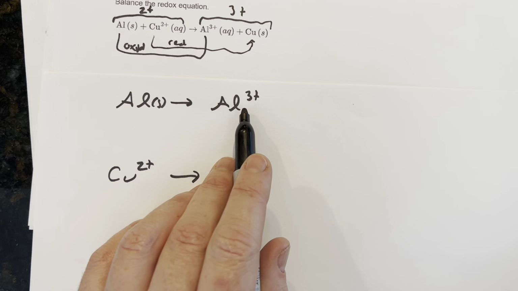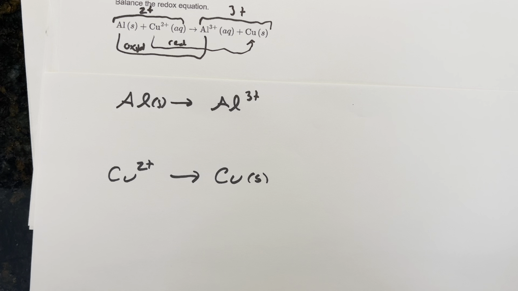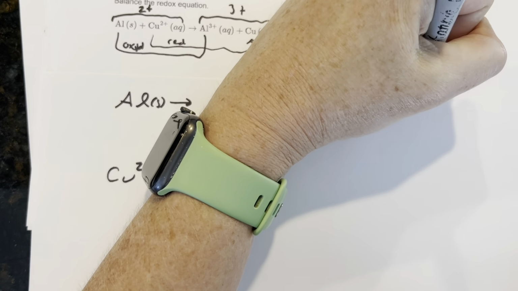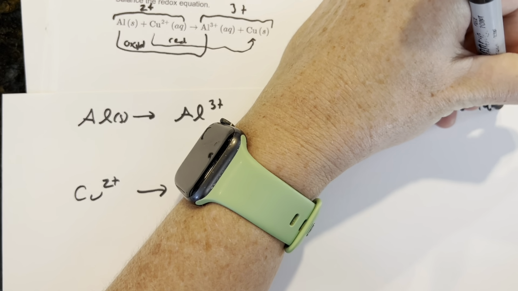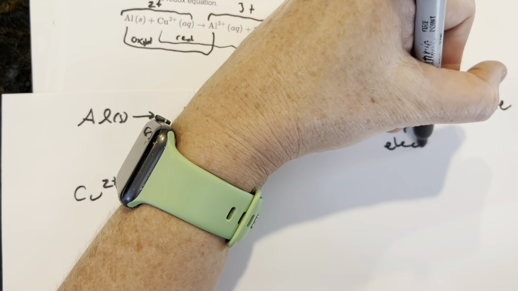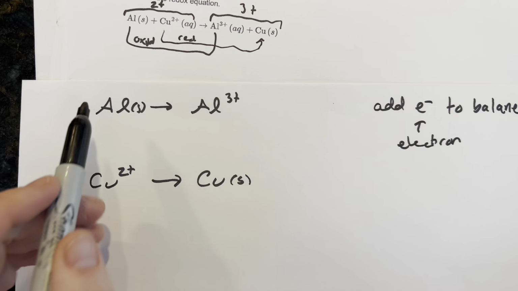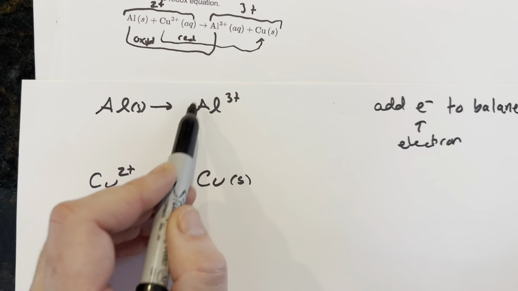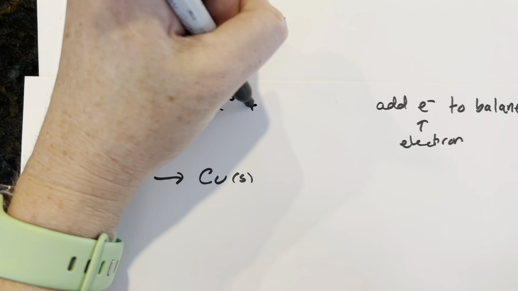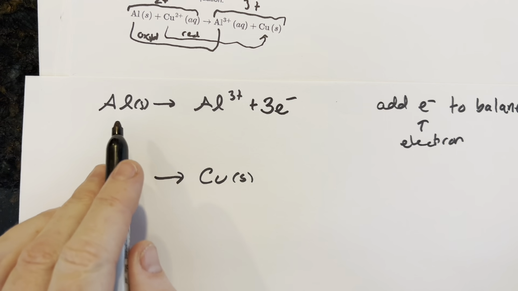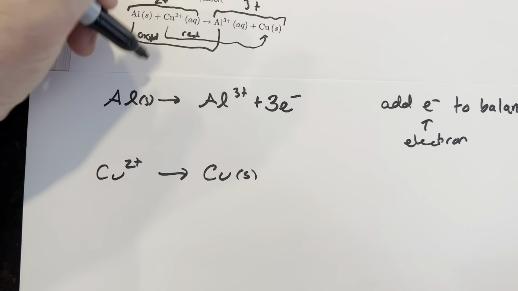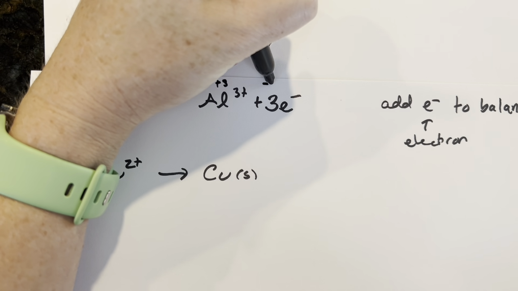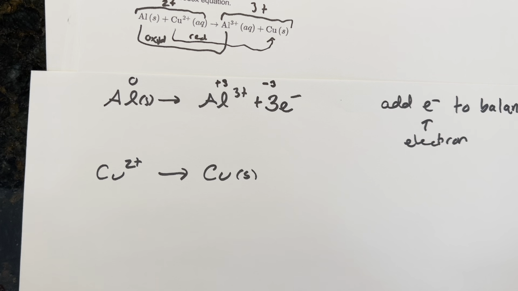Okay, so first things first, we're gonna add electrons to balance it out. Every electron is a negative charge. So let's look at this first one. Over here we've got 0, and over here we got 3 plus. So we have to add 3 electrons to this side for the overall thing to be balanced. Now we have a 3 plus and 3 negatives, which total the 0 that's over here. 0 plus 3 minus 3 overall gives us 0. And this half reaction is now balanced.